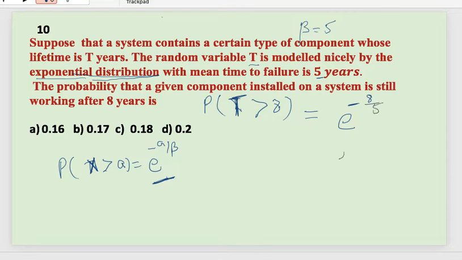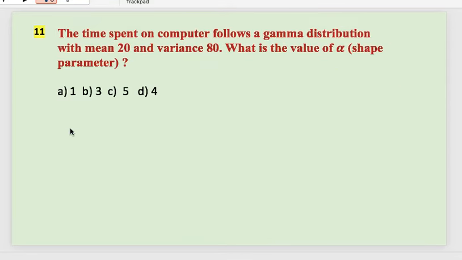So my answer is e to the power minus 1.6. But since in this question the answer is not given in the exponent, when we simplify it, the answer comes out to be, for this particular question, 0. We use a calculator for that, 0.201 something. So it is close to option D. So I'm going to tick option D, which is near to my required value. So in this manner we can do it.